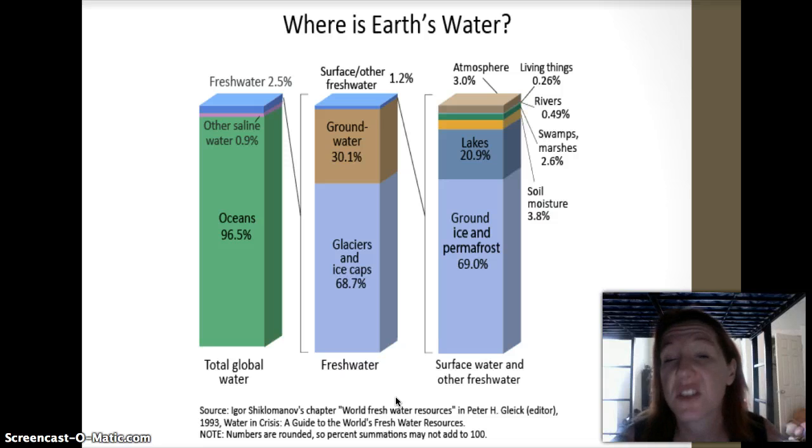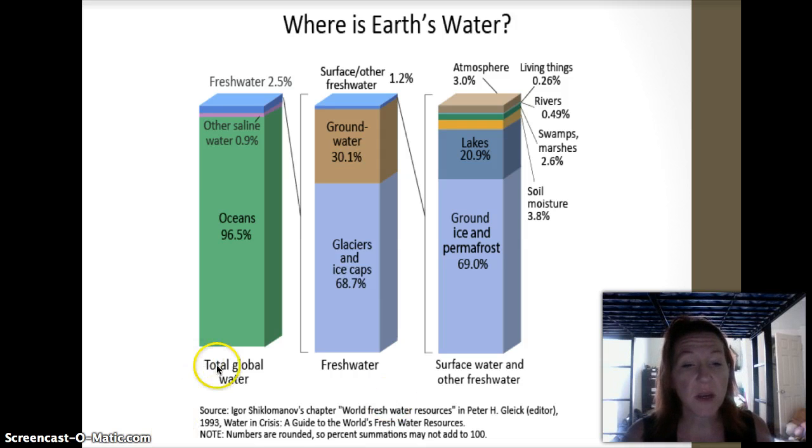This is another chart that's showing you where Earth's water is. It's just done a little differently. This is a bar graph. So down here at the bottom, this one is for total global water. This one is just for fresh, and then this one is for surface water and other fresh water. When we look at the total, it goes back to that very first pie chart we just saw, that ocean is around 97%, and then fresh water is around 2.5%.